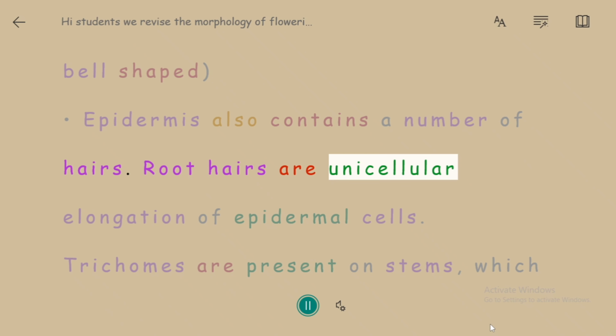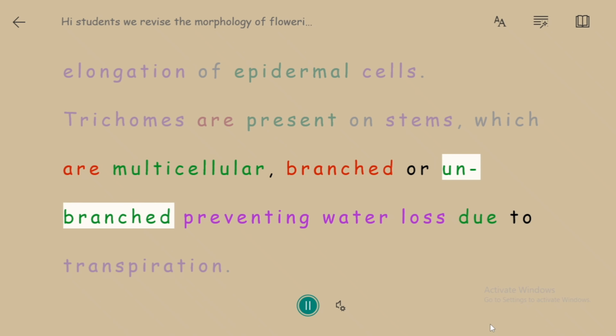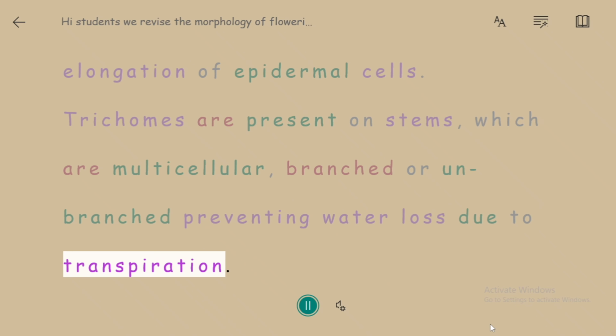Epidermis also contains a number of hairs. Root hairs are unicellular elongations of epidermal cells. Trichomes are present on stems, which are multicellular, branched or unbranched, preventing water loss due to transpiration.